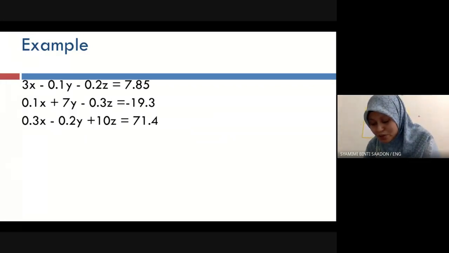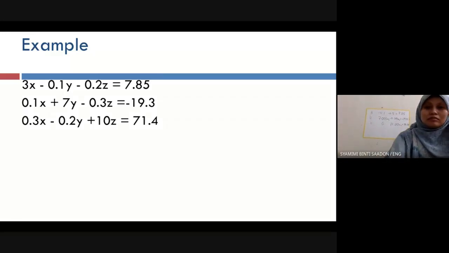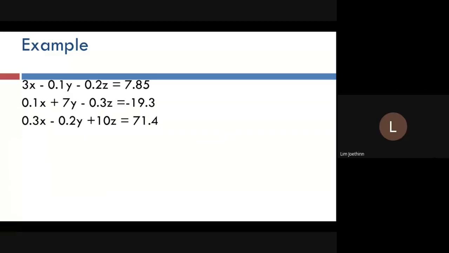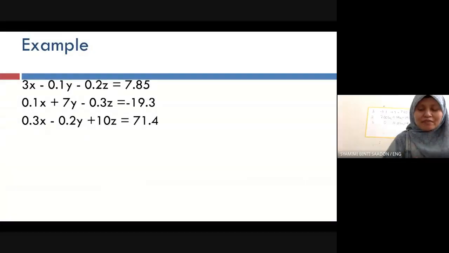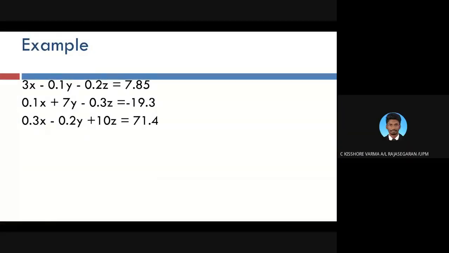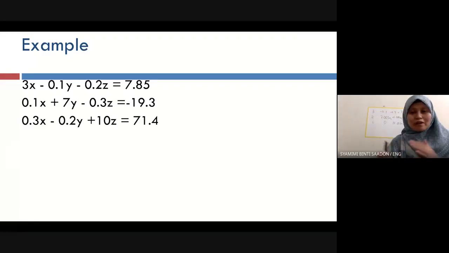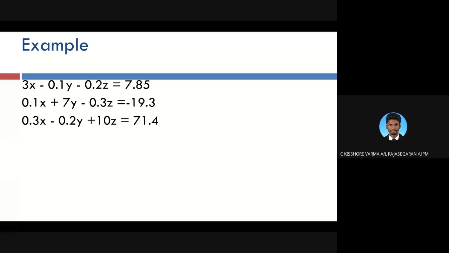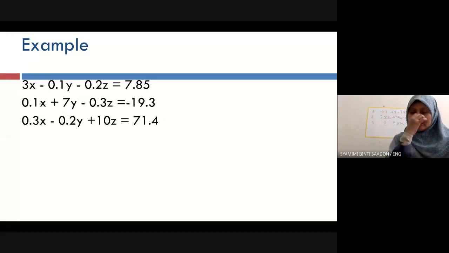So what is x2 and what is x1? I got x2 is negative 2.5. Negative 2.5106, it's okay, around negative 2.5. Thank you, Lim Jo Hin and Kishore.